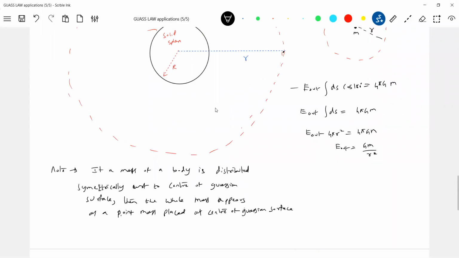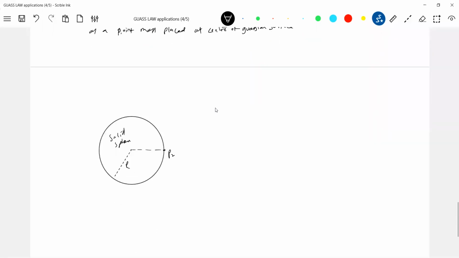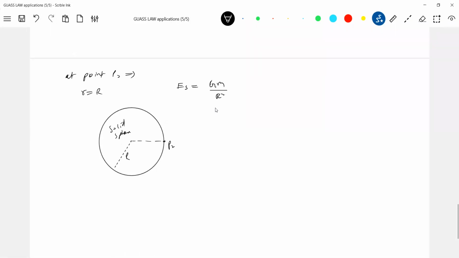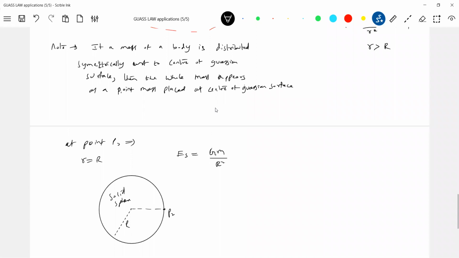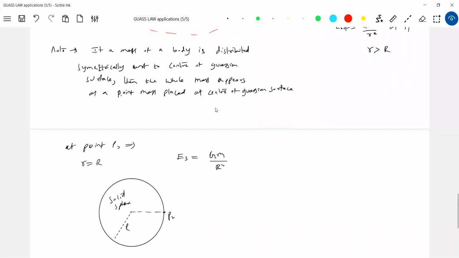So let me do one thing. I'll write P1, where small r is greater than capital R. And now where is the point P2? At point P2, small r is equal to capital R, on the surface. The formula you should use is GM by r square. Put small r equal to capital R, and you'll get the field on the surface. It will be directed radially inward.